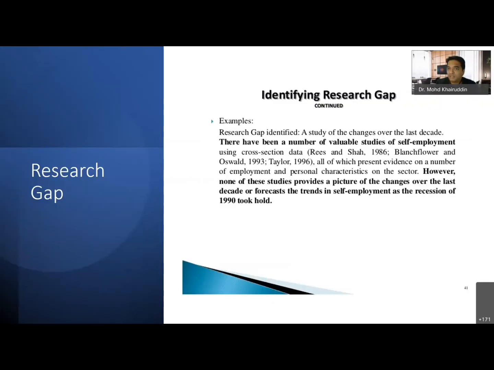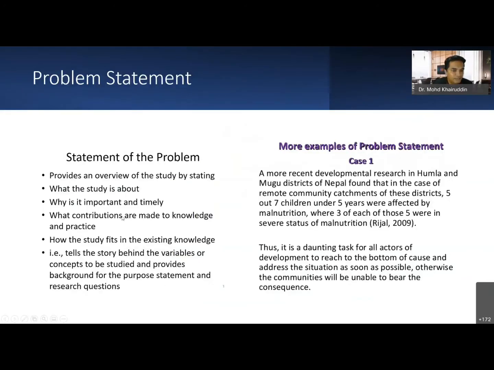So this one is basically the research gap identification. As you can see here, the example of research gaps. And this is for the problem statement. So what is the problem statement and what is the difference between it and the research gap? Of course, you want to be more focused in your research.